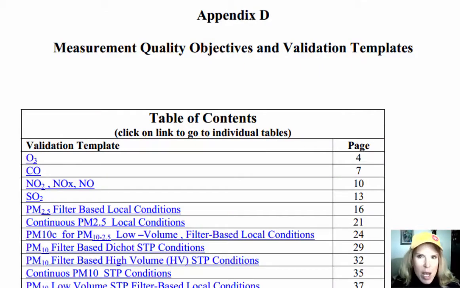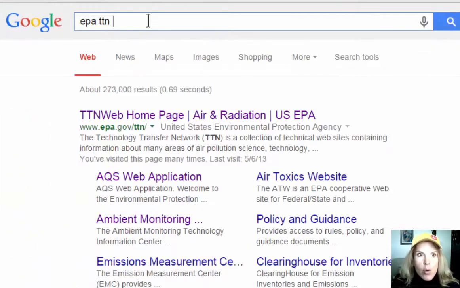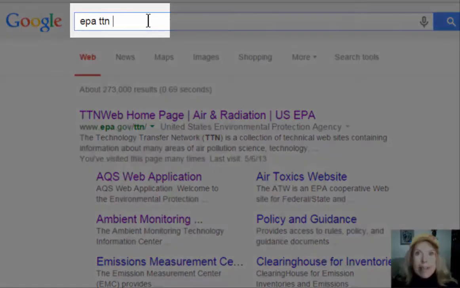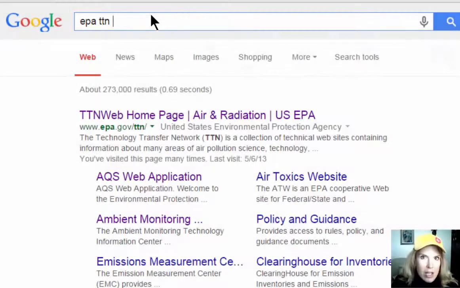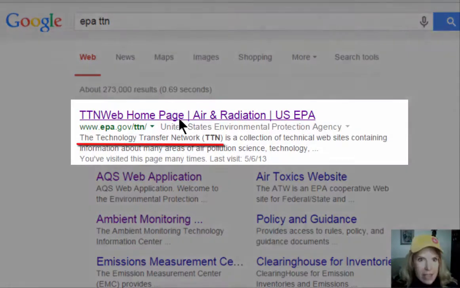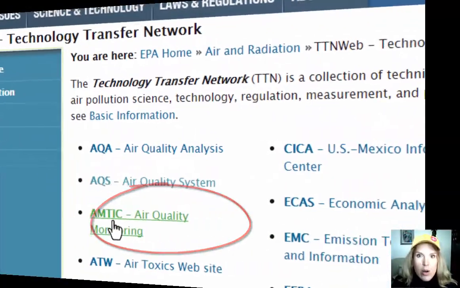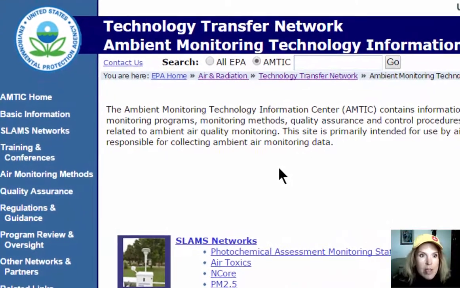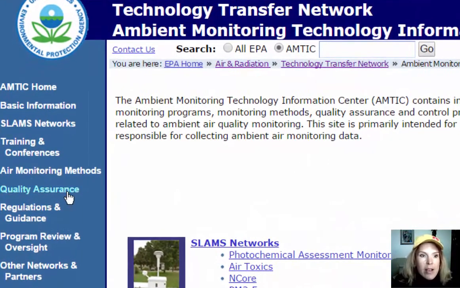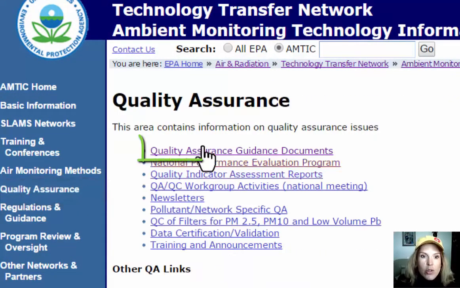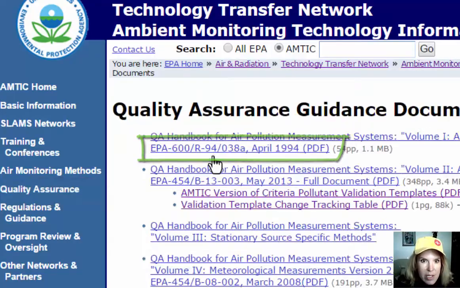The validation templates. They're very important. I always find them by Googling EPA TTN for Technology Transfer Network. I click on that, and then I drill down to AMTIC, Air Quality Monitoring, which is a great website with lots of information. Then I go to Quality Assurance. I go to Quality Assurance Guidance Documents.